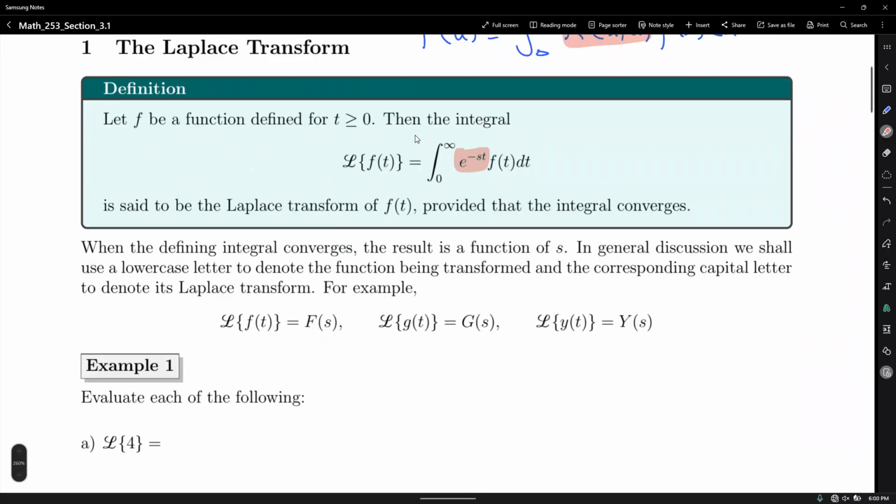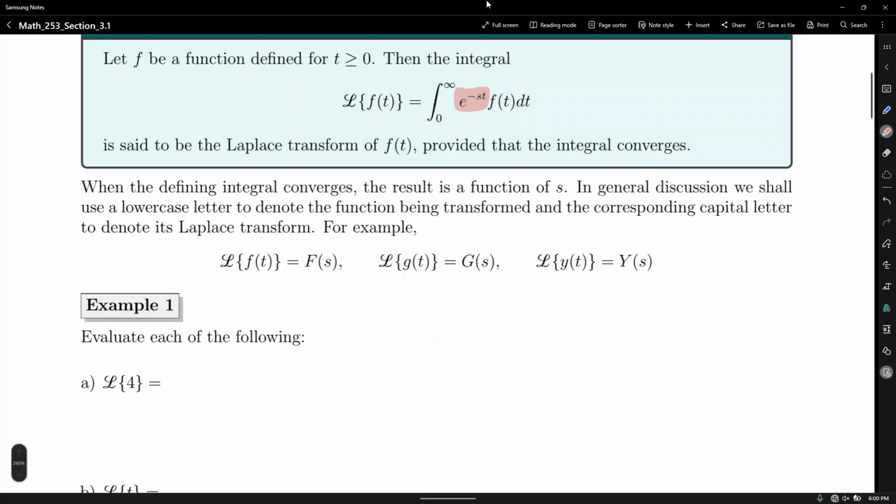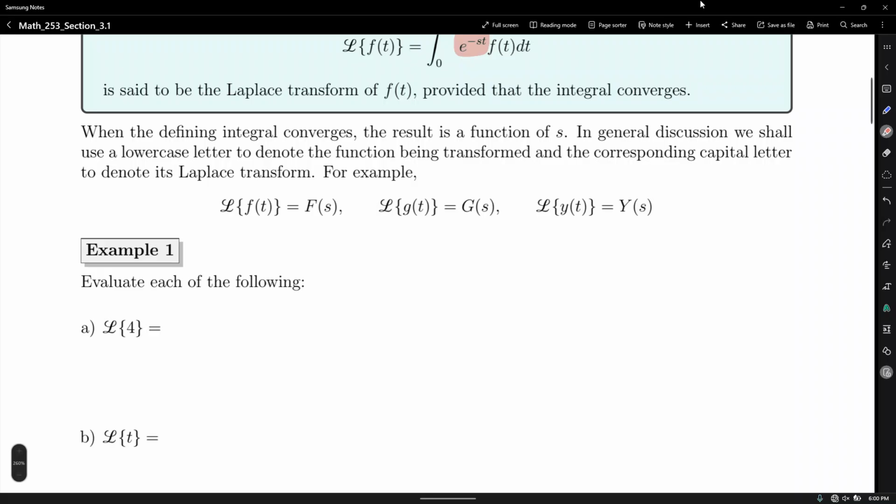Okay, notation for the Laplace transform. We use this curly L, this fancy L, which looks like the Lagrange function from calculus 3. It's the same L. And what does it do? The Laplace transform of some function with a lowercase letter becomes a function of the uppercase of the same letter. Laplace of little f is equal to big F, Laplace of little g equals big G, etc. So let's evaluate some Laplace transforms here.